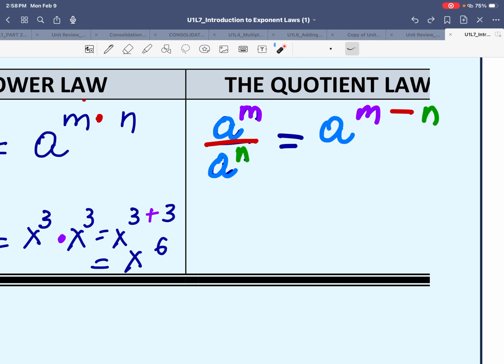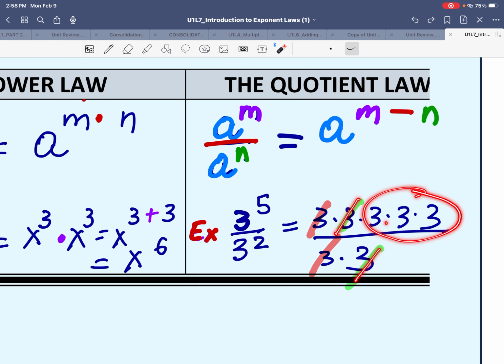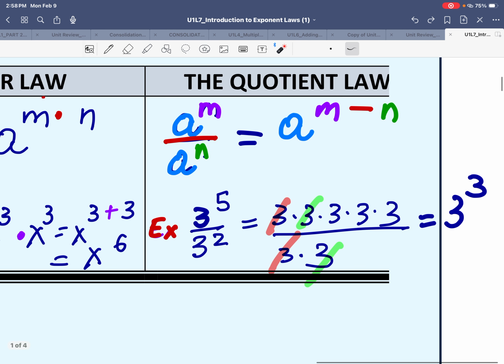As an example here, we're going to take a look at 3 to the power of 5 divided by 3 squared. So when this happens, we're going to have 3 to the power 5 written as 3 times 3 times 3 times 3 times 3, 5 times, divided by 3 times 3, only 2 times. And as you can see here, the first 3 will simplify with the first one here, the second will simplify with the second here, and we're left only with 3 times 3 times 3, which is basically equal to 3 to the power of 3.